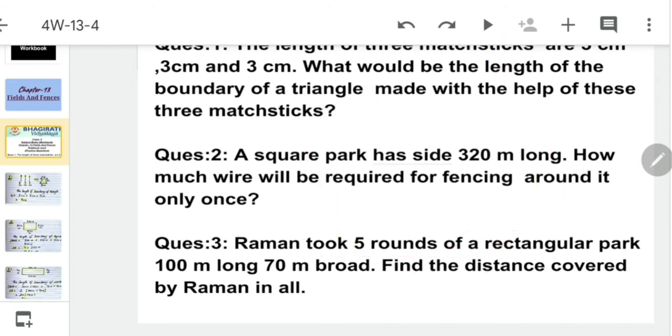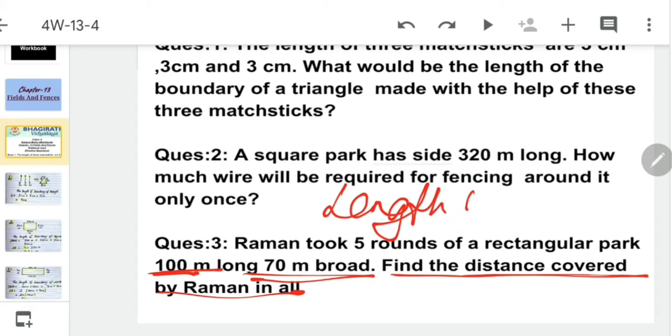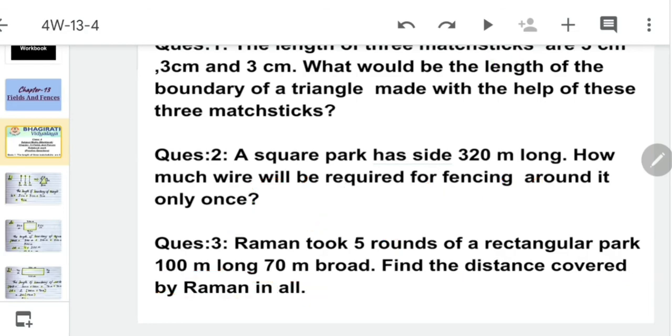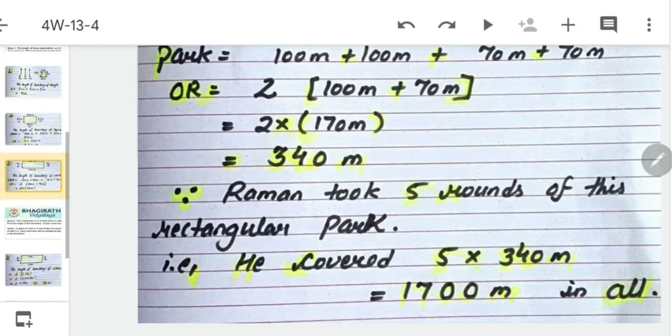So we are given length equal to 100 meter and width equal to 70 meter. We have to find the distance covered by Raman in all. So first we have to find the length of the boundary of this rectangular park. Then we have to multiply it with 5. So let's see how we have to do it.